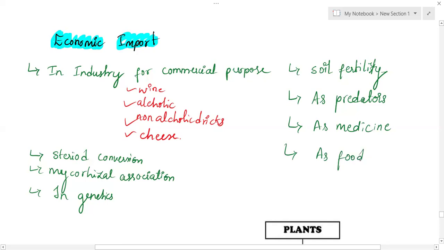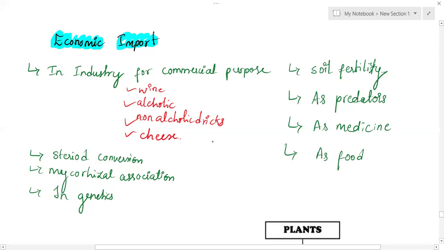Morels and truffles belong to Ascomycetes. Morels. Mushrooms, all that we use as food, we consume that, right? So these are the economic importance.